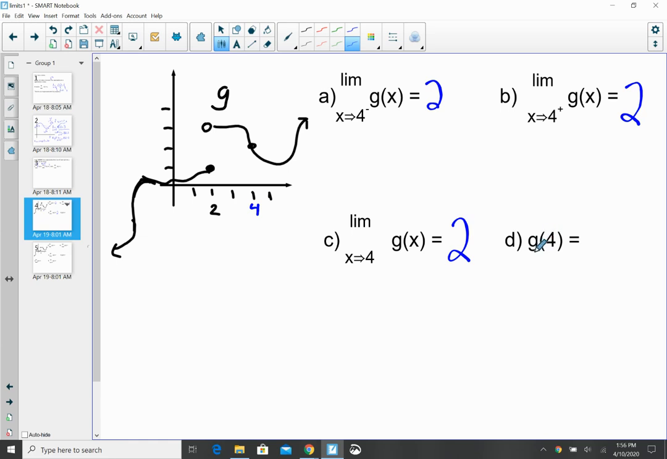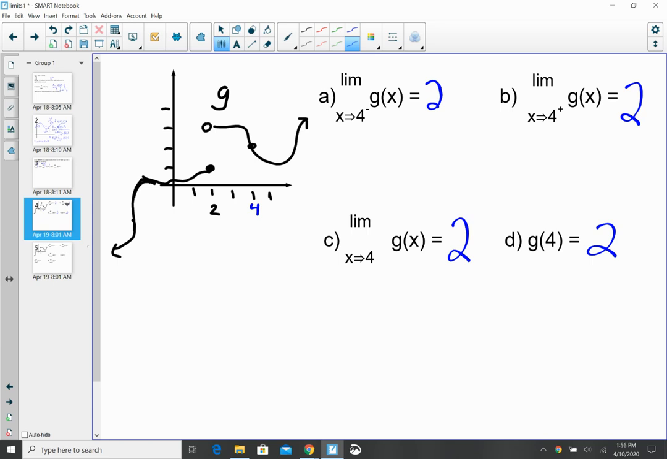Now, what is this little part over here? G of 4. There's no limit here. It's just asking me what is that value. This is no different than what you did in Algebra 1. You just look here, G of 4 equals 2. The implications of that, where all these numbers are the same, we'll be talking about in like a week or so. Don't worry about it, but I'm just trying to lay the groundwork here.